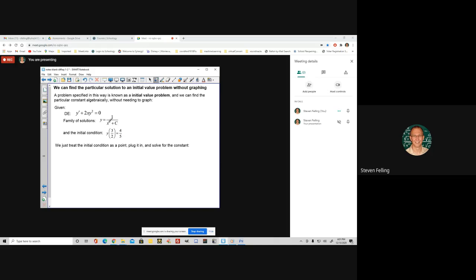Rather than graphing, what we could do is just take the general solution, y equals 1 over x squared plus c, and substitute 4/5 in for y and substitute 3/2 in for x, and then solve for c. So that's what we'll do. We'll put 4/5 in for y, and we'll put 3/2 in for x, and then solve this algebraically.